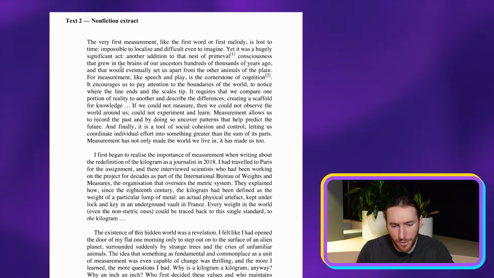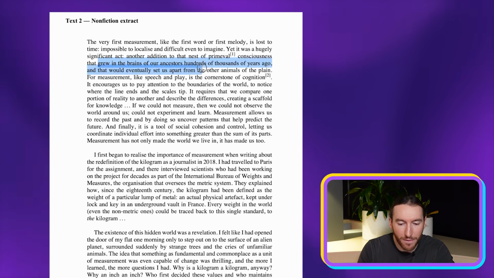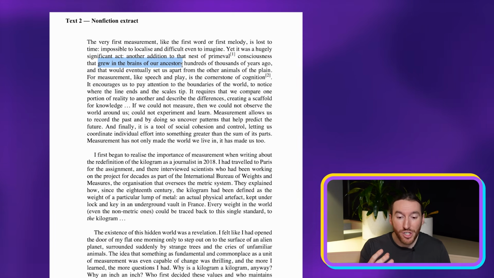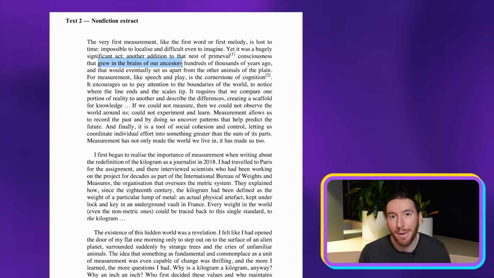But something that stood out more to me was that this act of measurement grew in the brains of our ancestors. There's this bodily imagery, almost cerebral, if you could think of that. Cerebral, bodily, because it's to do with the brain. So straight away, it grew in the brains of our ancestors. That is an image there.